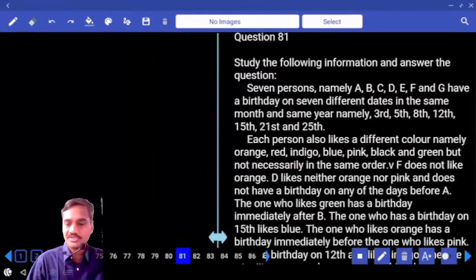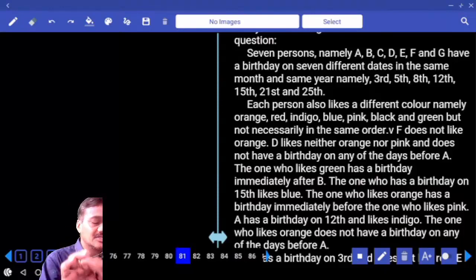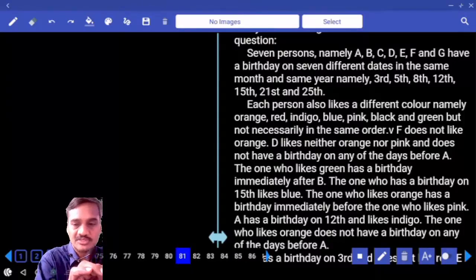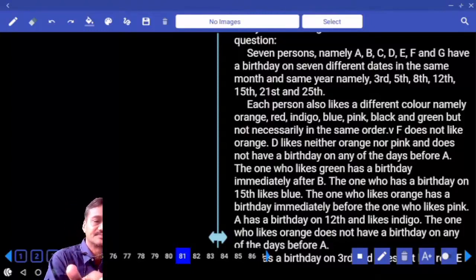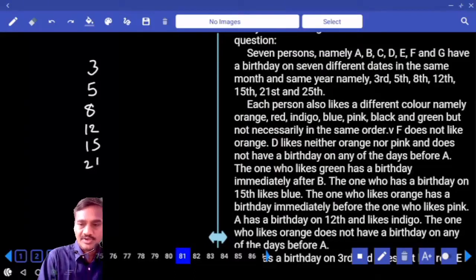Then, 81 onwards. Now here seven friends are there, A, B, C, D, E, F, G, and they have a birthday on seven different dates in the same month and in the same year. Now, which one do we need to fix in the first place? First, fix the dates. Now 3, 5, 8, 12, 15, 21st, and 25.